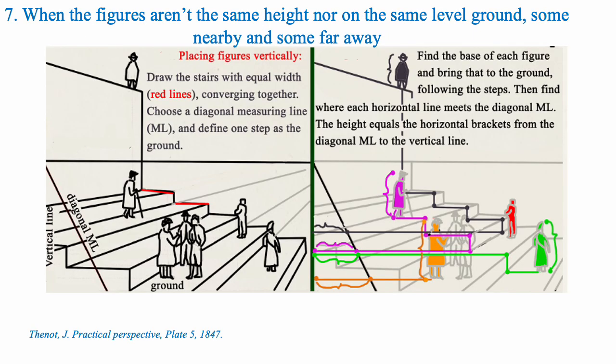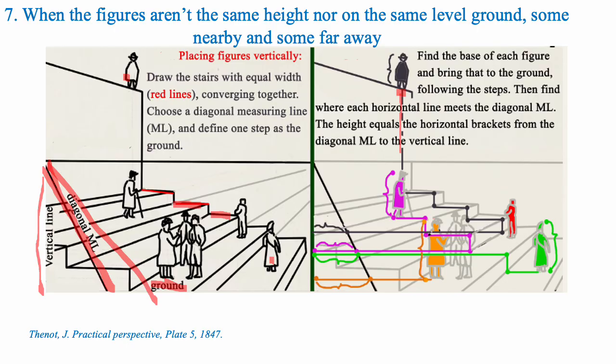This is a complicated picture because there are people nearby and far away, as well as those very high and those very low. So you need to choose one of these stairs as the ground, and I chose this one. The stairs have to have equal widths, and they have to converge toward the same vanishing point. And then you will have a vertical line here and a diagonal measuring line, which you can make any angle you want.